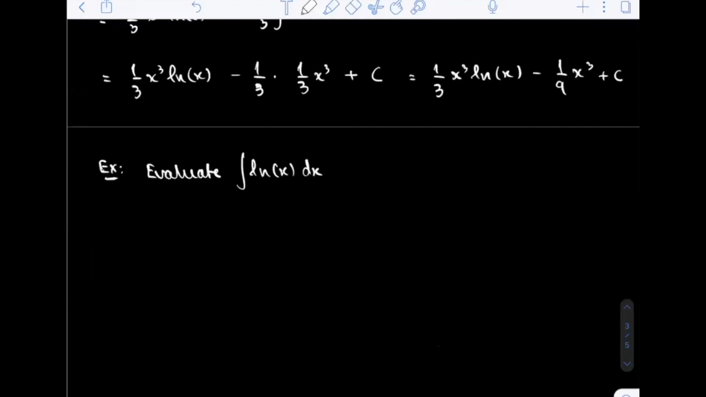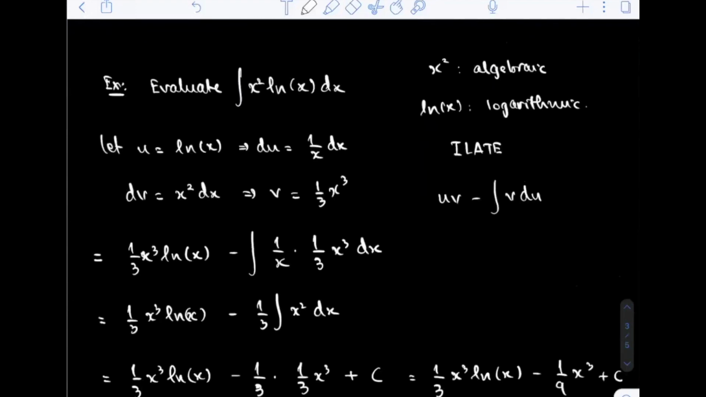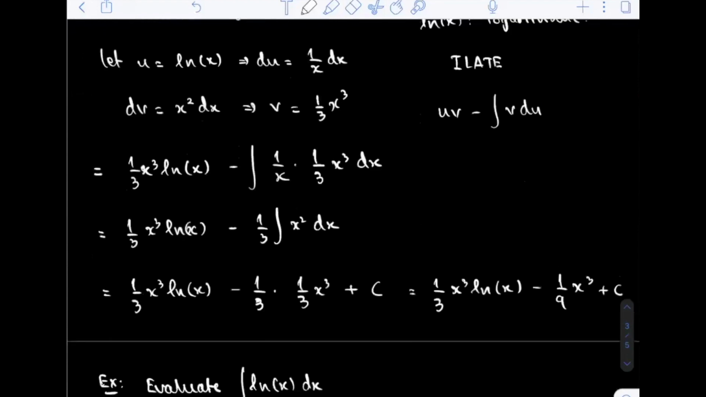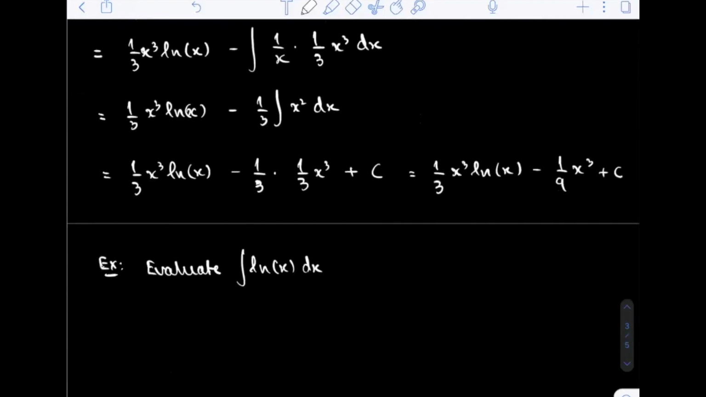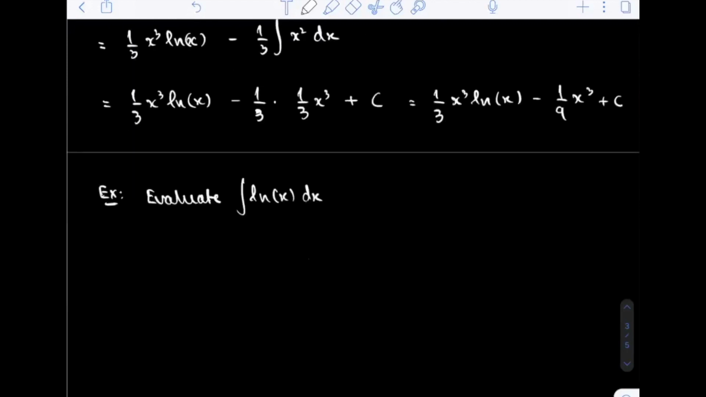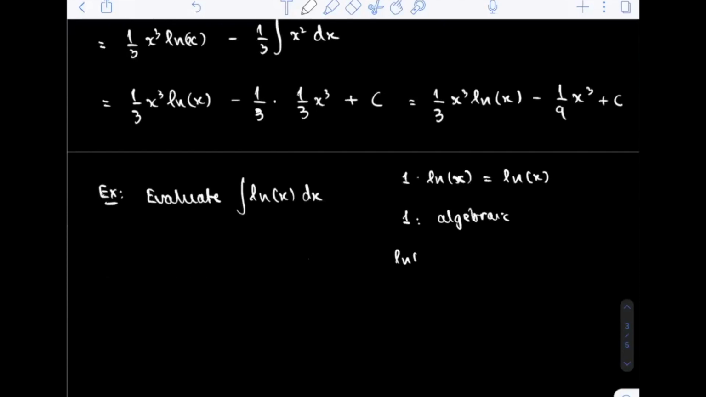So you only have ln of x in this case. Compared to the previous example, you have x squared ln of x. If you look at this function, you just have ln of x. But instead, if you notice, this is 1 times ln of x. So 1 is the algebraic function, right? And ln of x is the logarithmic function.